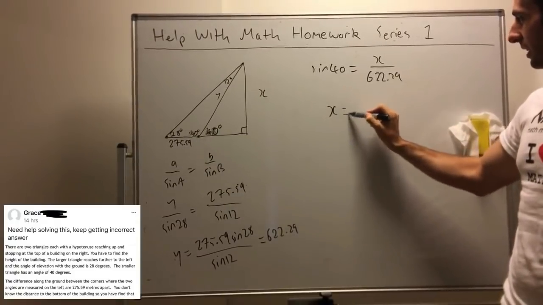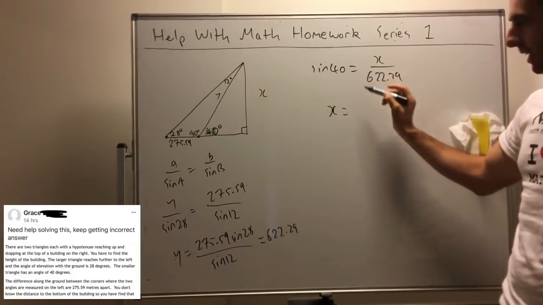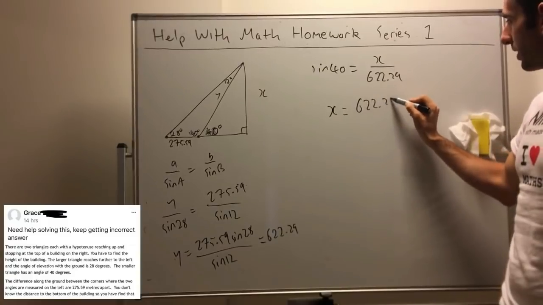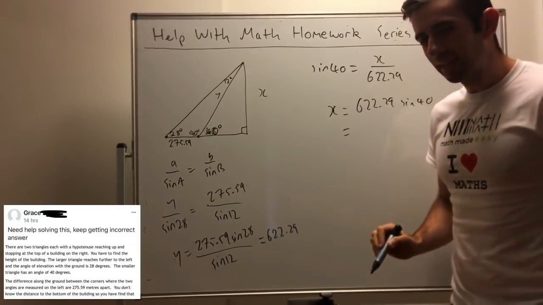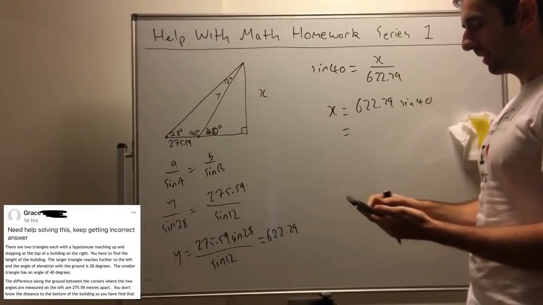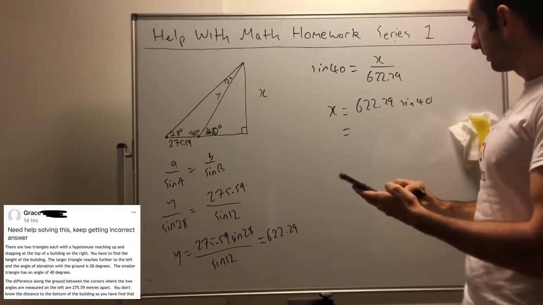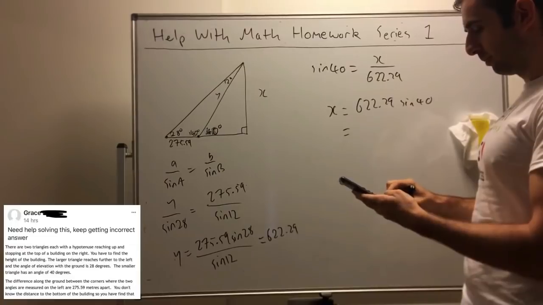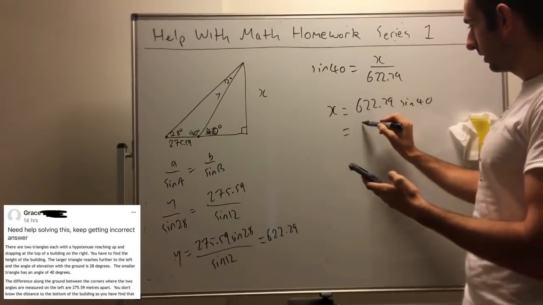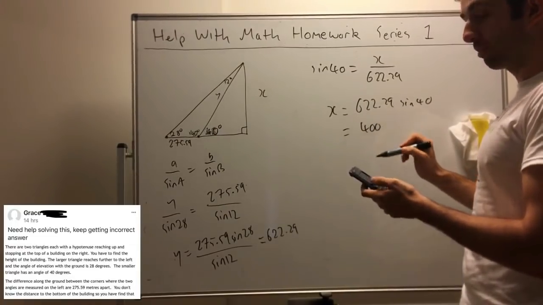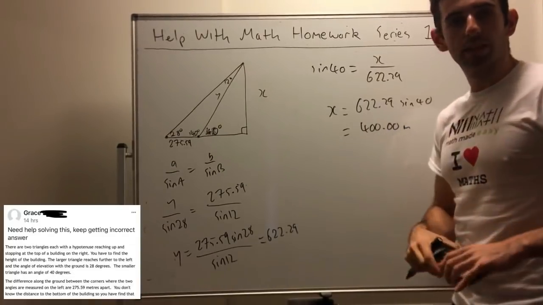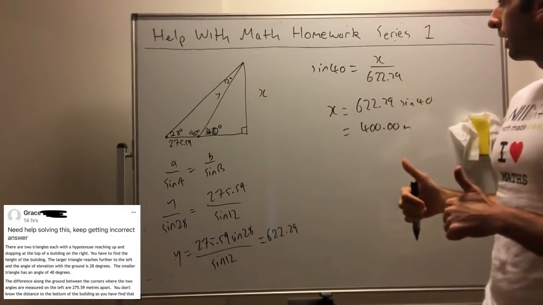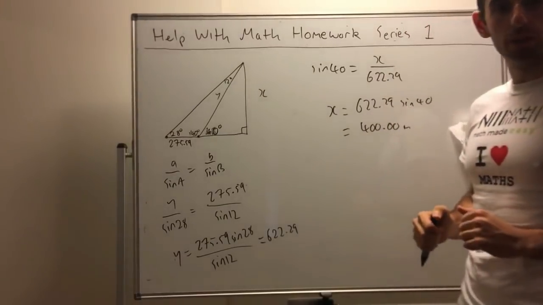So to find x, again we just times this over because it's dividing. So 622.9 sine 40. Again, get your trusty pocket calculator out and we'll put it in two decimal places. Well, what do you know? Exactly 400.00 meters. That seems nice. Alright. Grace, hopefully this helps, and let's go to the next.